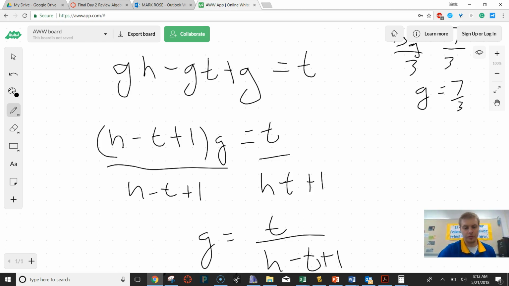So for this one, what you really want to do is treat it like you're adding and subtracting those g's together, and then just move it over. Let's try the next one.